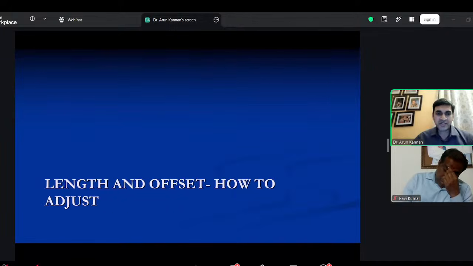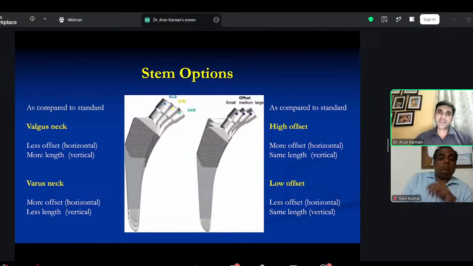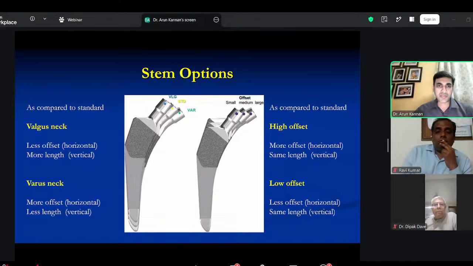So how to adjust? There are various options of femoral stems that help with this measure. There are two variations that are possible. On the left, the stems come as valgus, standard, or varus necks. If you have a valgus neck, that will reduce the horizontal offset and increase the length, as you can see from the blue dotted arrow. If you have a varus neck, meaning like a 125 or a 127 degree neck stem, then it increases the offset but reduces the length.